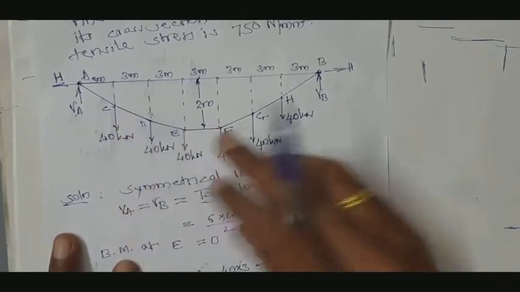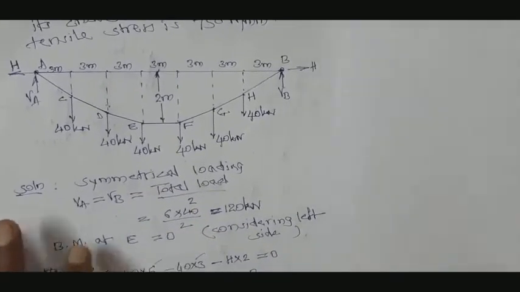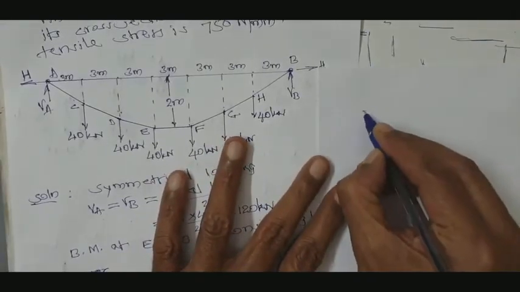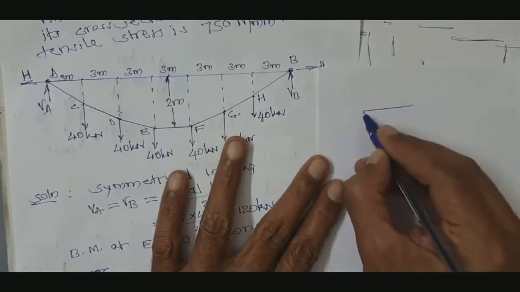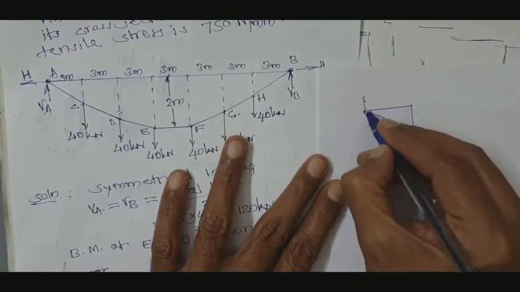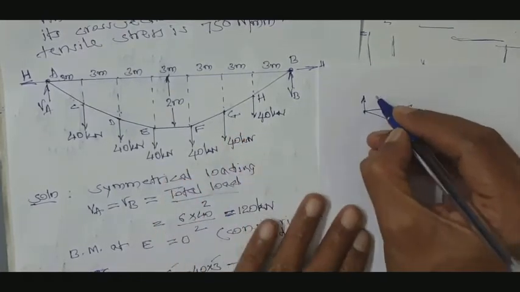Now how to calculate AC? Let us see. There is a very simple way of calculating AC. To calculate this AC part, I will consider this. This is A, where the reactions are there.